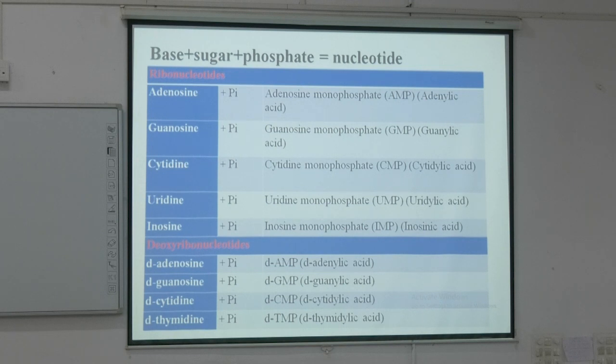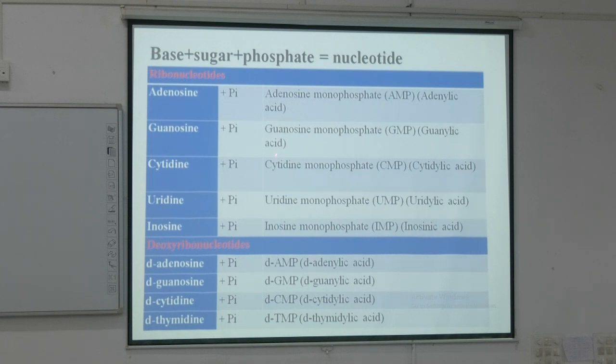When a phosphate group attaches or binds with your nucleoside, it will form the nucleotide. When adenosine binds with phosphate, it will form the AMP, adenosine monophosphate. So AMP is a nucleoside or nucleotide? Nucleotide. Guanosine binds with phosphate, it will form the GMP, guanosine monophosphate, that is your nucleotide.